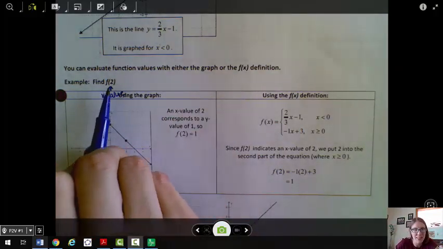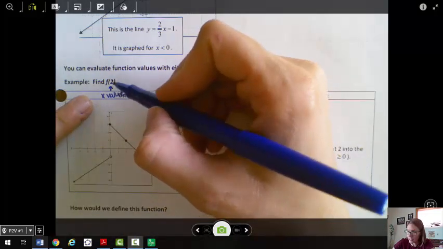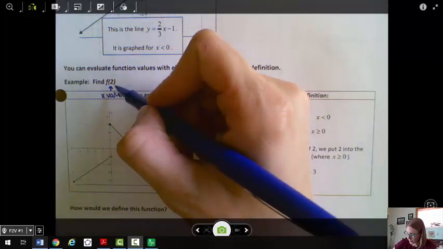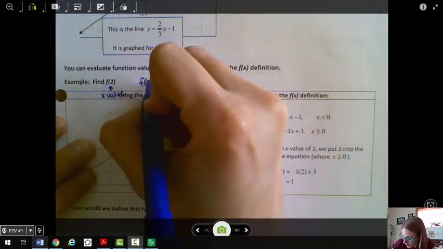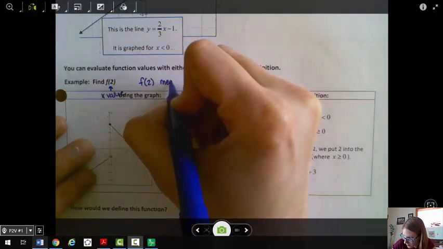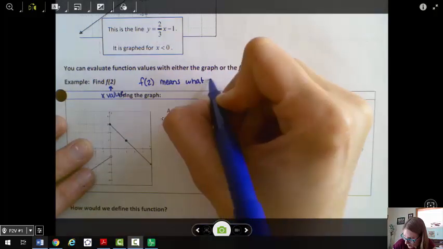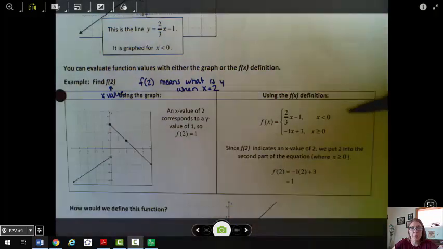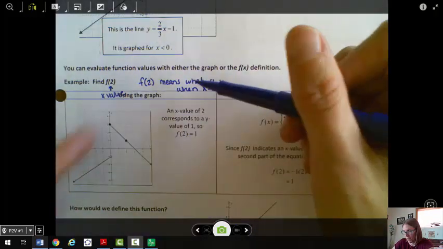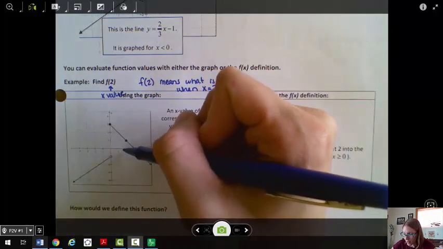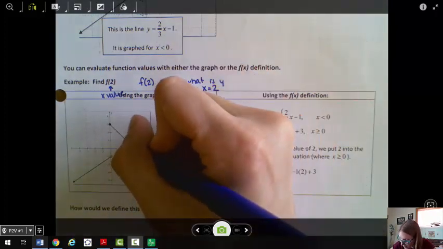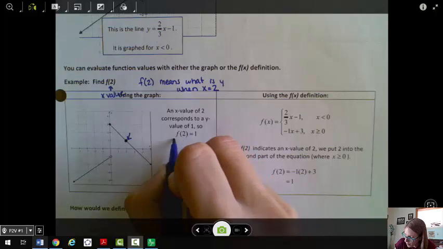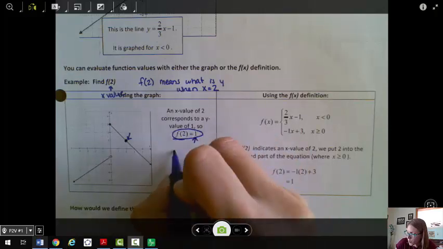Whatever is inside the parentheses, that is your x value. So when it says to find f of 2, that really means what is the y value when x is 2? We can figure that out by looking at our graph, because we can find, all right, where is our x value? 2. Our x value is 2 right here. And then our y value is 1. So f of 2 equals 1. 1 is the y value.